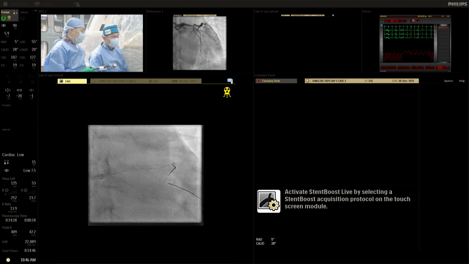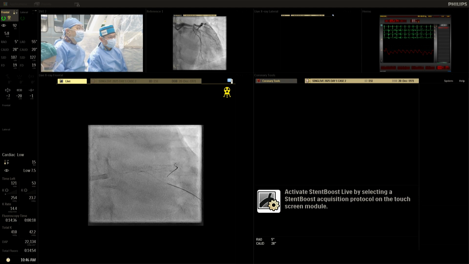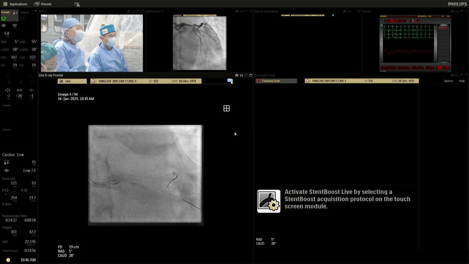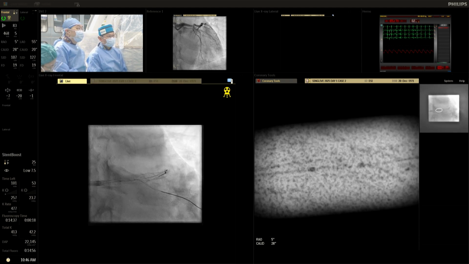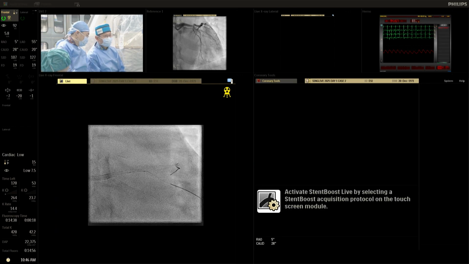Take out the other wire. Okay, stent boost.